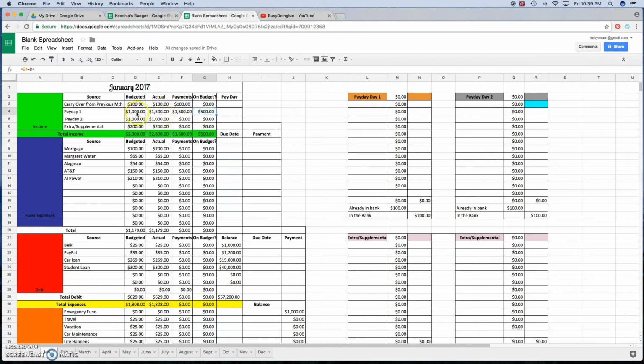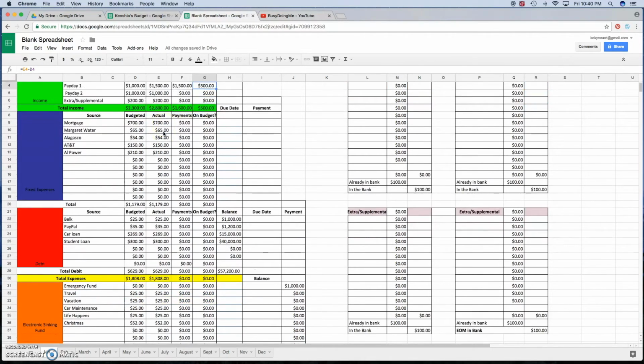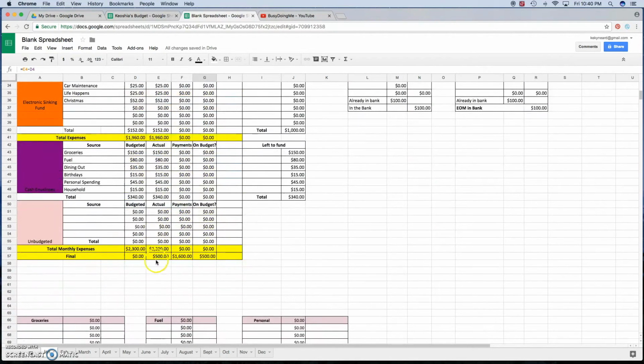So this is telling you, you expected to get $1,000. You actually got paid $1,500. You pay yourself $1,500 and you're over budget, you got an excess of your payments by $500, which means you got an extra $500. If this was in red, that means you didn't get enough money. Okay. So now when you go down, you see your budget, you have $500 left.